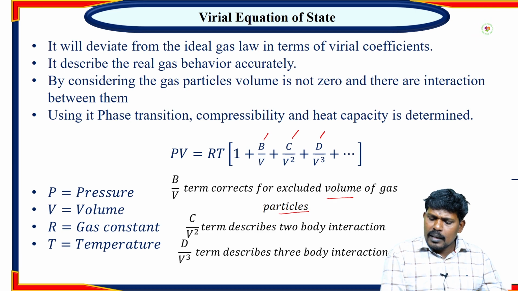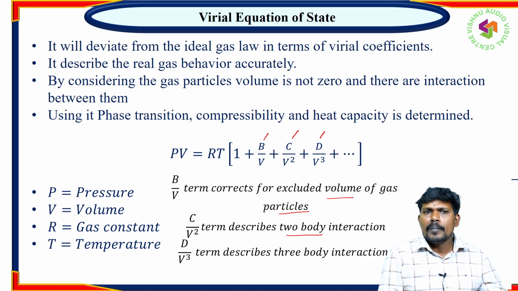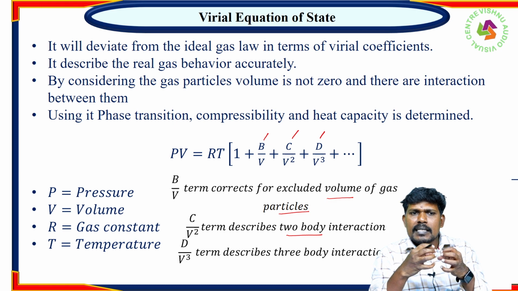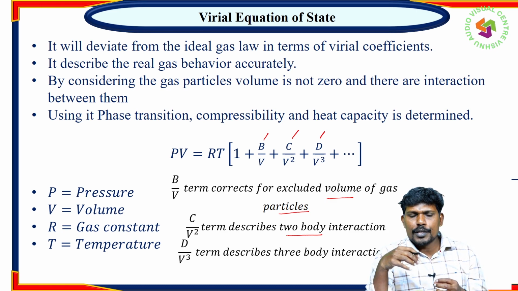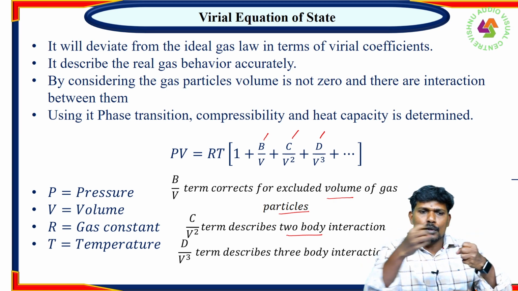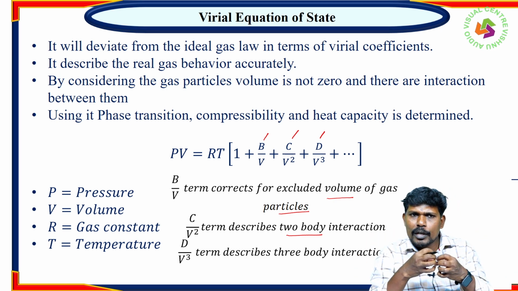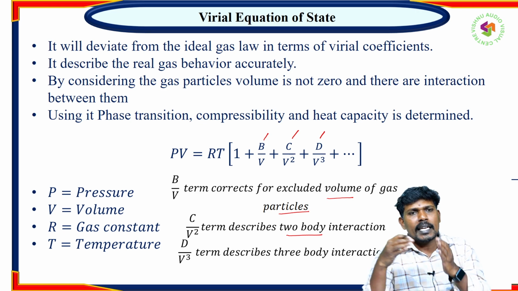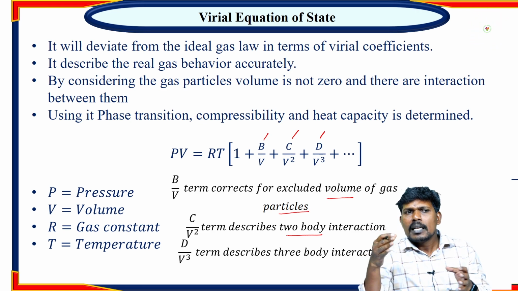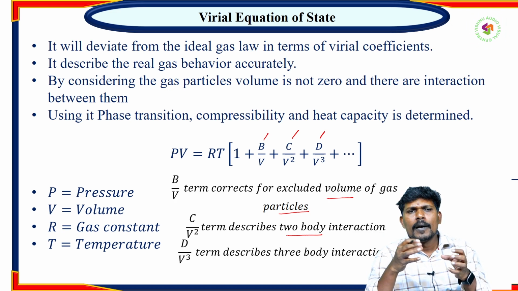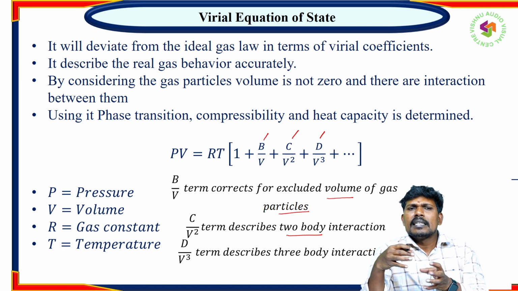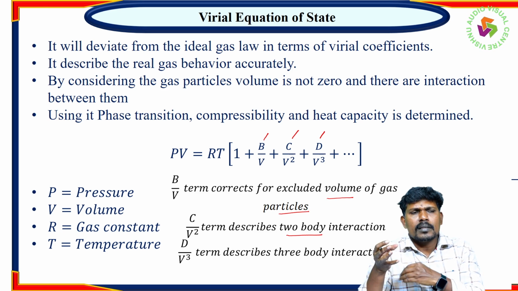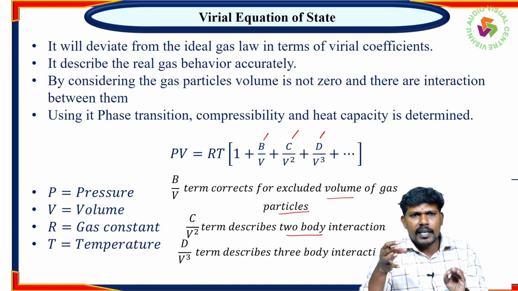The third term describes two-body interactions. Two particles are there, and the interaction between these two gas particles is contributed by the third virial coefficient. The fourth virial coefficient is three-body interaction, meaning three particles are hitting together, interacting at a time. That is contributed by the fourth virial coefficient. The fifth virial coefficient is the next, four-body interaction. Generally, four-body and five-body interactions are very few, so they contribute to the expression very little.